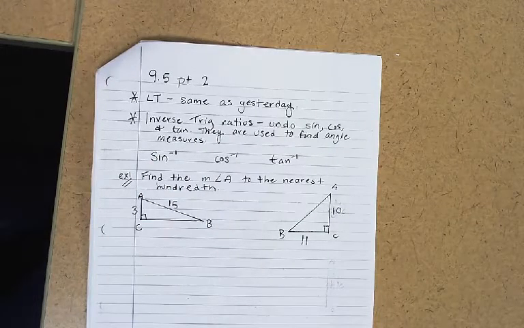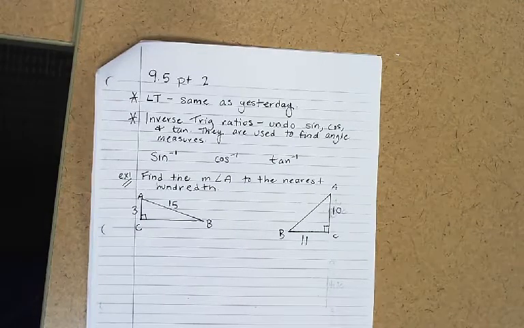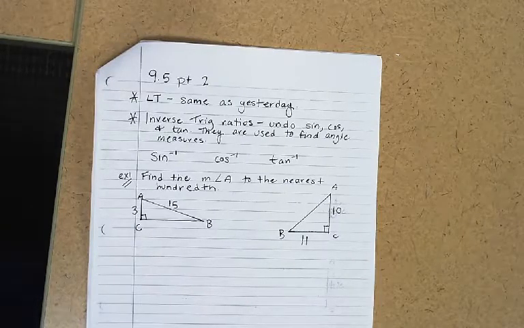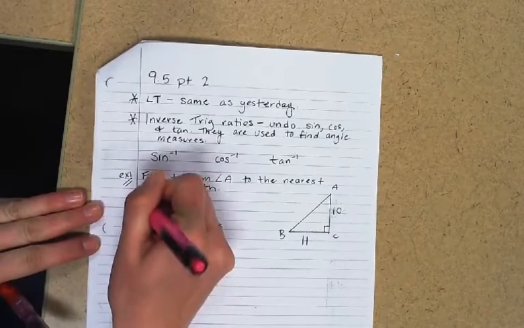What we use those for is, if you remember, sine, cosine, and tangent all go with angle measures. So they help us figure out what angles are. Looking at example 1, it says find the measure of angle A to the nearest hundredth. So we are looking for angle A here.